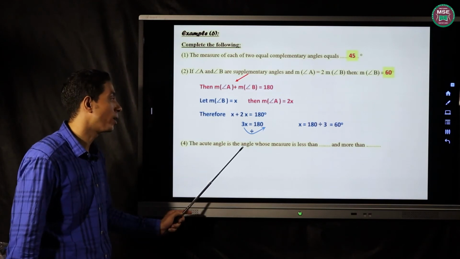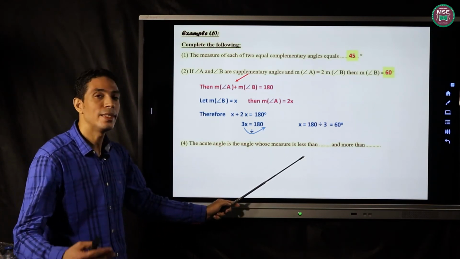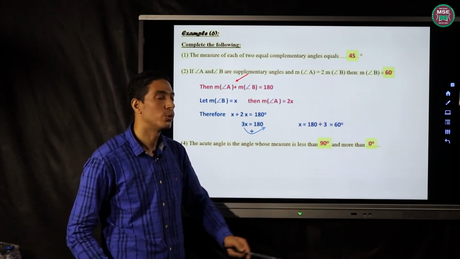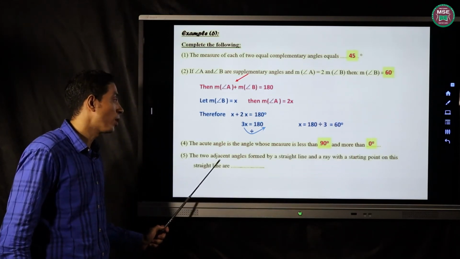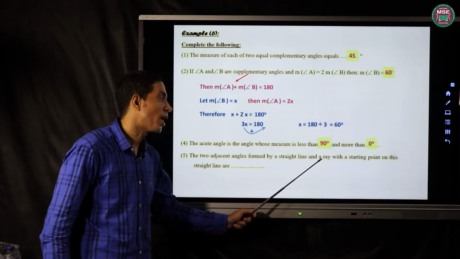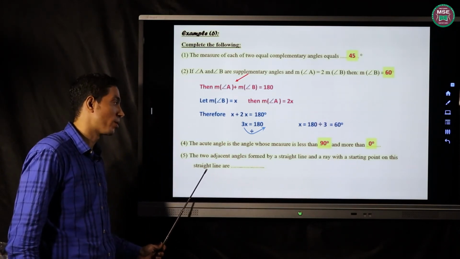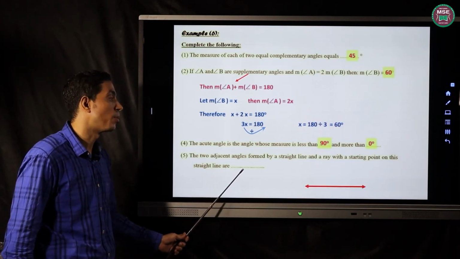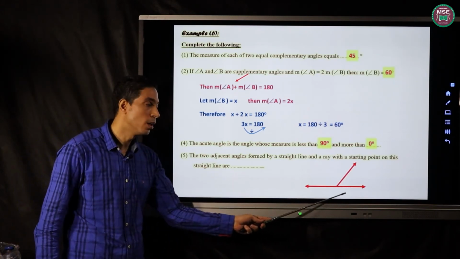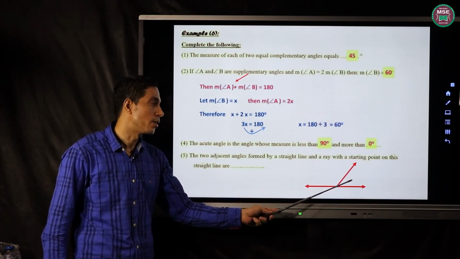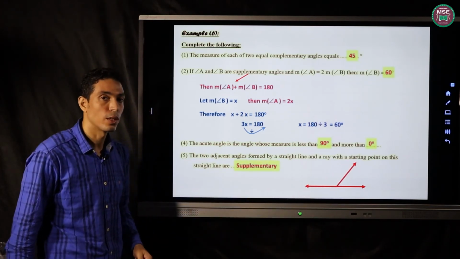Number 4, the acute angle is the angle whose measure is less than 90 degrees, okay? Less than 90 and more than 0 degrees. The 2 adjacent angles formed by a straight line and a ray, where the starting point of this ray is on this straight line, are supplementary angles. We have a straight line and a ray, the starting point of this ray on the straight line, then these 2 angles are supplementary.